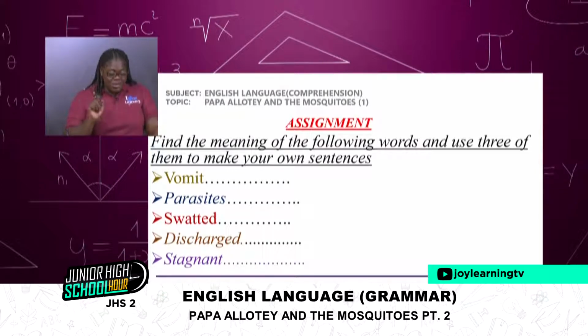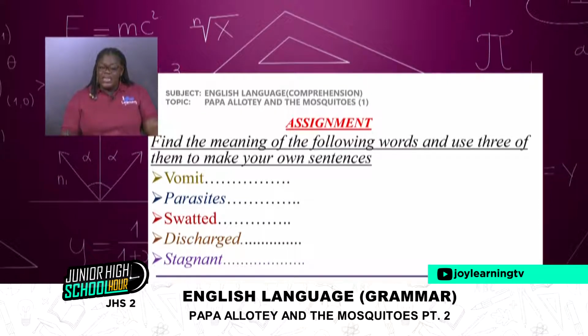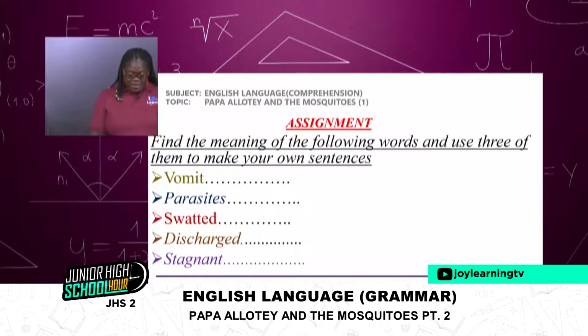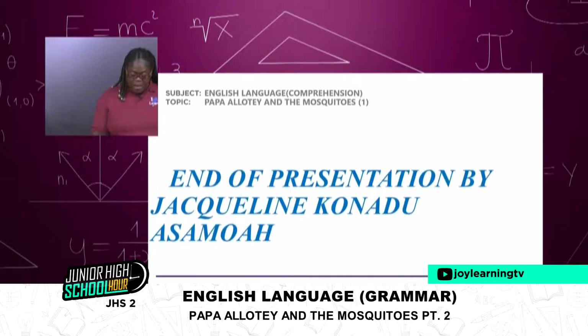So we have vomit, parasite, sorted, discharged, and then we have stagnant. Find the meaning of these words and then use 3. You can choose any 3 you want, and then you are going to form sentences with the words for me. Okay? So that is it.